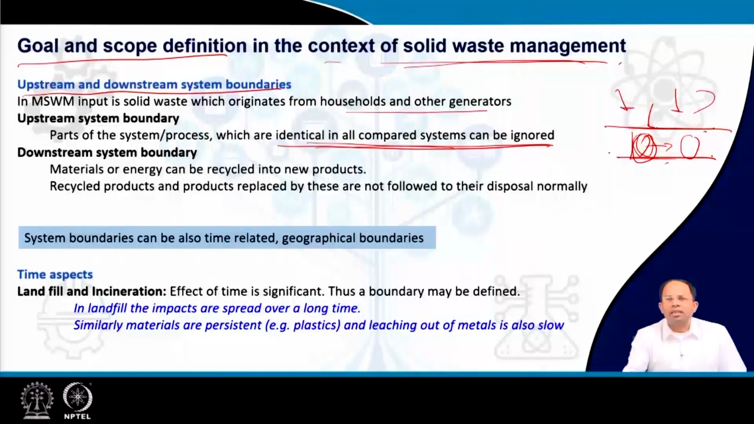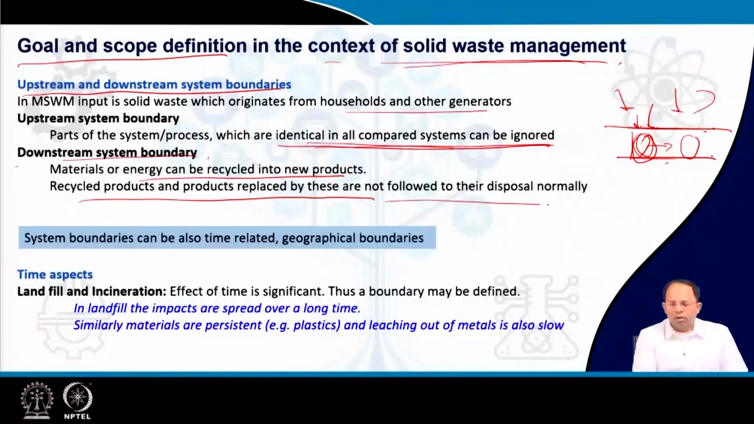So, we are only concerned with the part where the solid waste has been disposed by the households and all, and then we start comparing them, right. Similarly, downstream system boundary, materials or energy can be recycled into new products. Recycled products and products replaced by this are not followed to their disposal normally. So, normally we don't do that, but sometimes we do that.